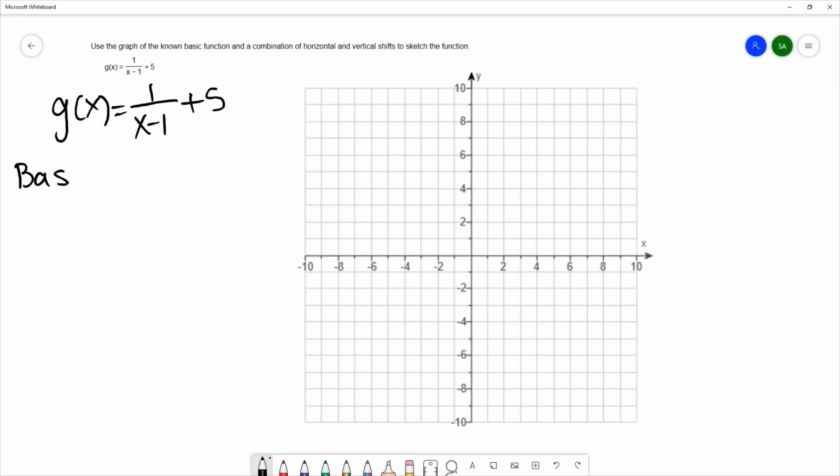For our basic graph, we have y equals 1 over x, and I can tell that that is our basic graph because I have a variable x in the denominator. I've got 1 over x. The graph of this basic function has a vertical and horizontal asymptote. So it has a vertical asymptote that's right on top of the y-axis. It has a horizontal asymptote that's right on top of the x-axis. And the graph itself looks like this.